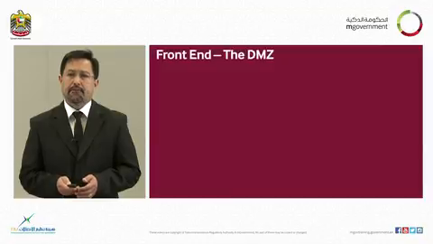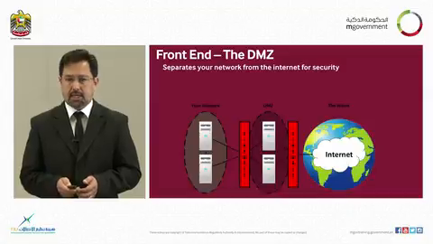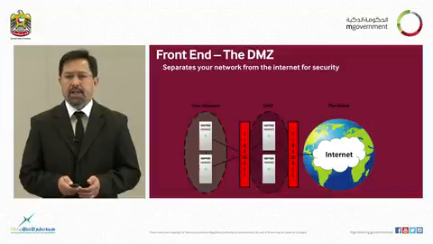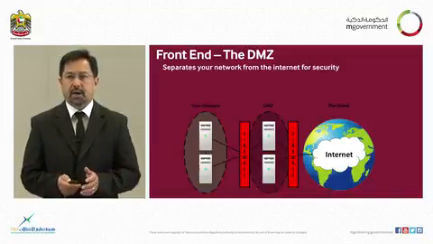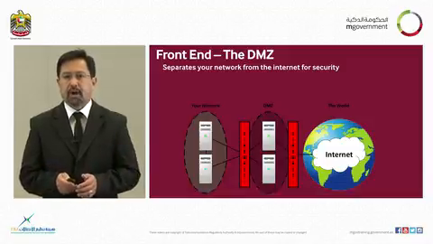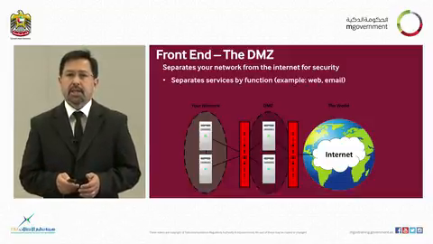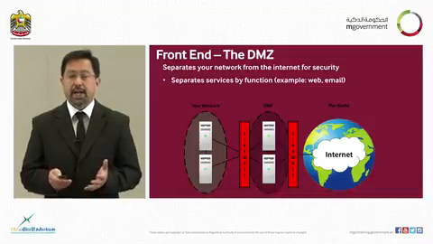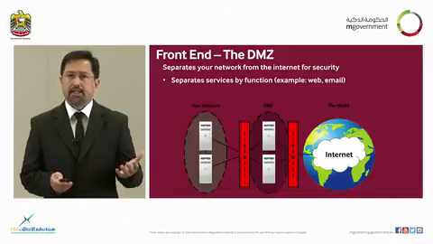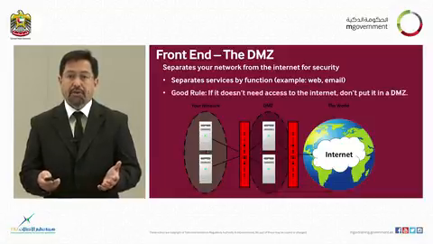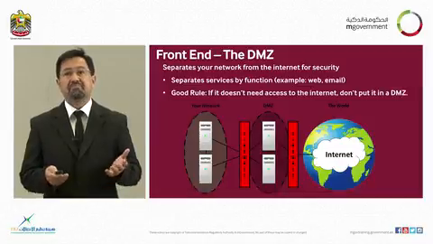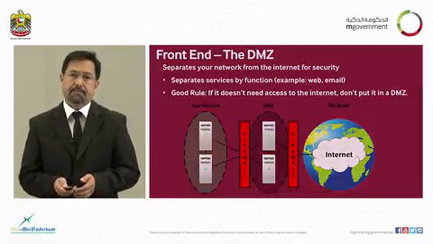Another aspect of the front end is the DMZ. Very well known as a designation of two firewalls, typically is how it's configured. One is outward facing to the internet, and the other is inward facing, protecting the network. And sandwiched in between the two firewalls is where you see the web servers that are communicating outbound to the internet, but also getting some traffic in some cases from inside your network. Good rule of thumb: if it doesn't need access to the internet, don't put it in the DMZ.